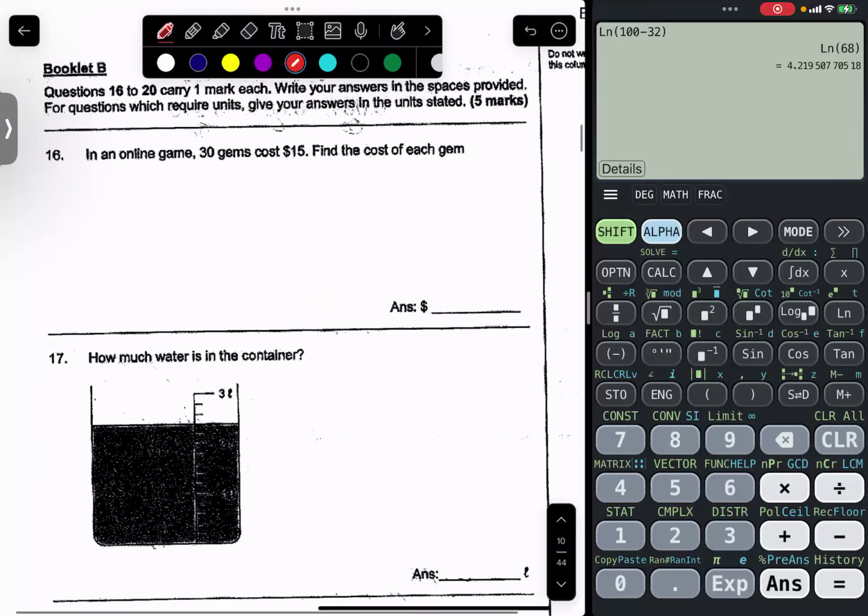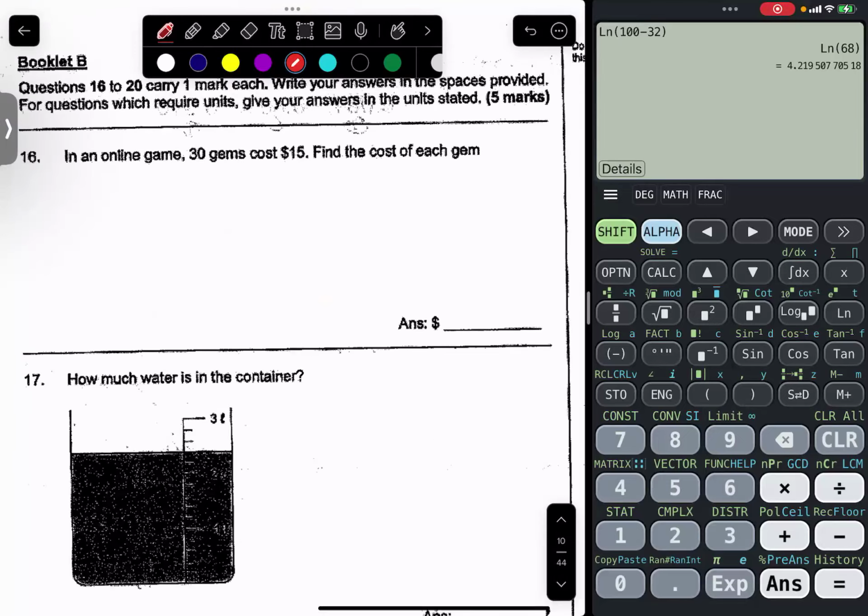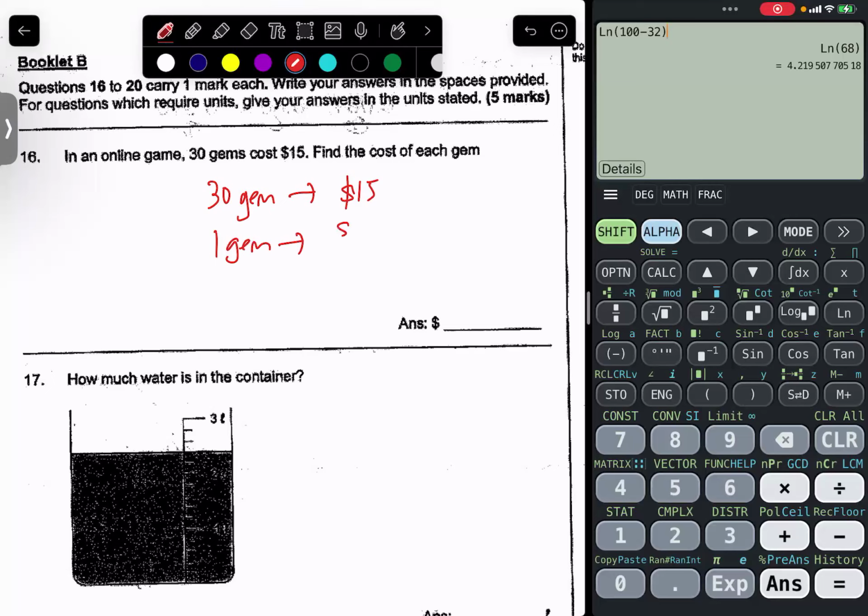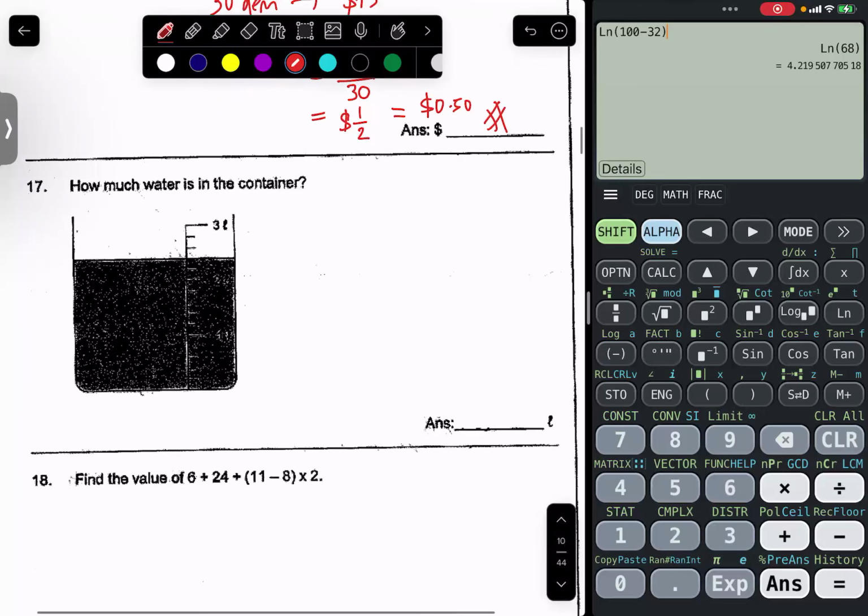Question 16. In an online game, 30 gems cost $15. Find the cost of each gem. 30 gems is $15. So to find the cost of one gem, we take 15 divided by 30. You can do it in such a way for simplicity's sake. So that is half a dollar. Now, what is half a dollar? Half a dollar is 50 cents. That's a simple way of doing it.